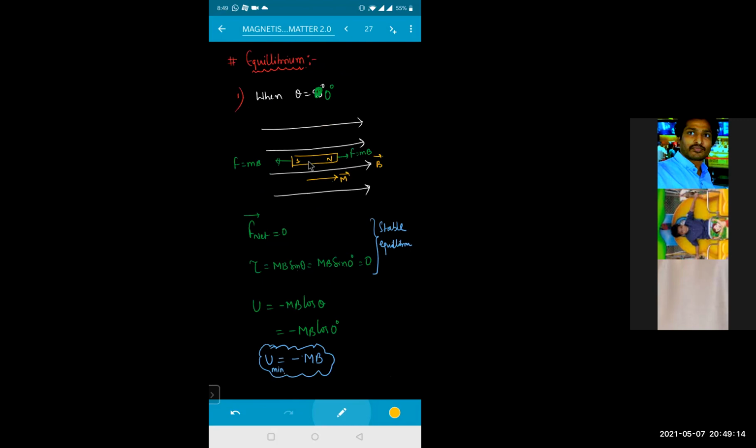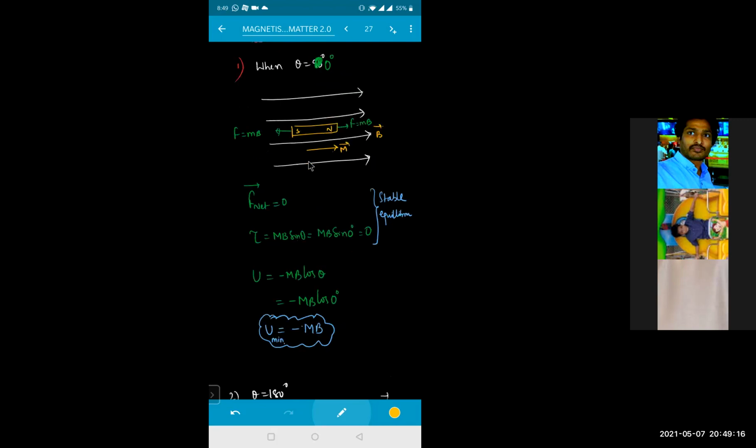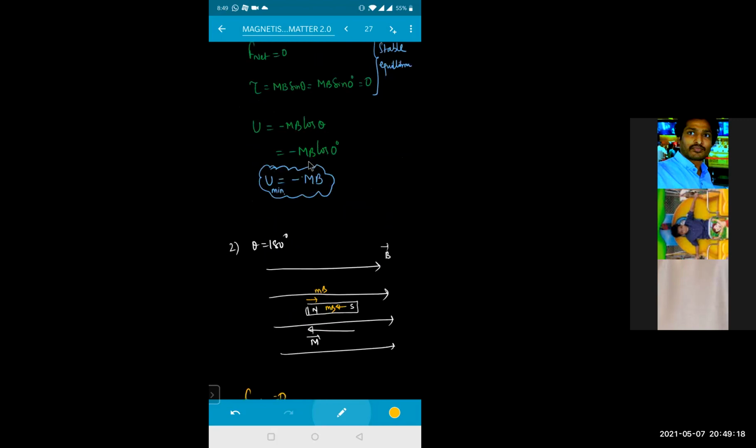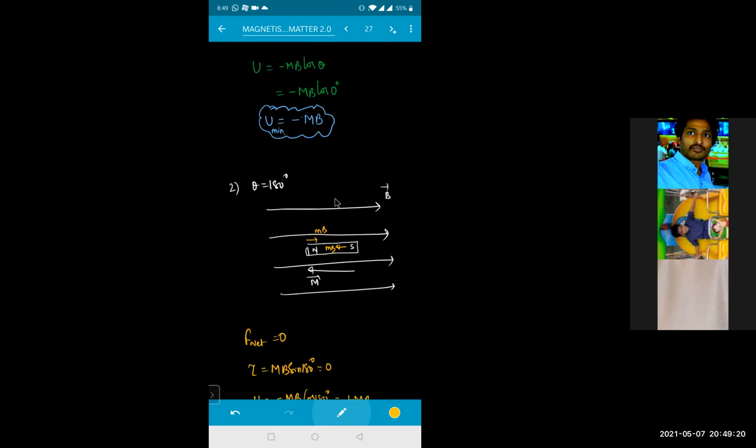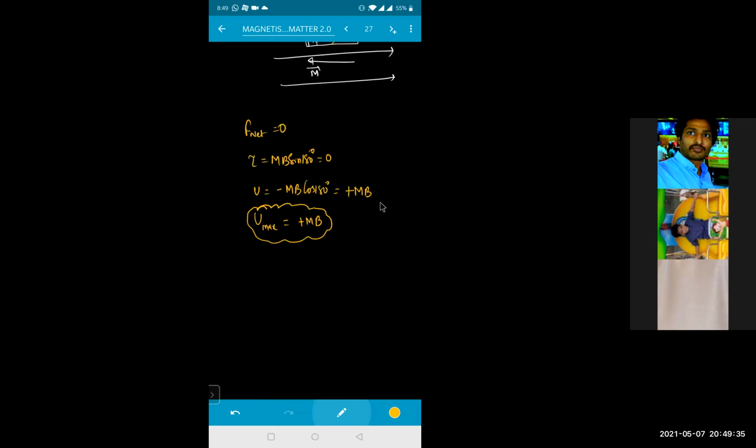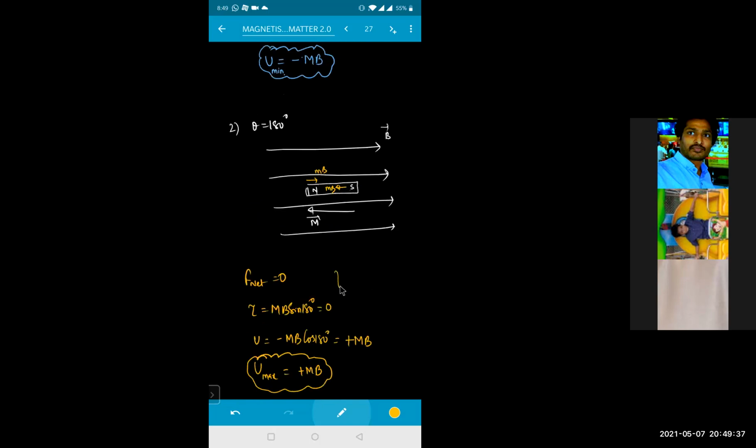So this is also stable equilibrium only, right, sir? Because F net is 0, stable equilibrium. The force will be from south to north, opposite to your magnetic field, and this will be your north in the direction. So these two are equal, and they are in the opposite direction right now, but potential energy is becoming maximum. So when potential energy is becoming maximum, this will become unstable equilibrium.